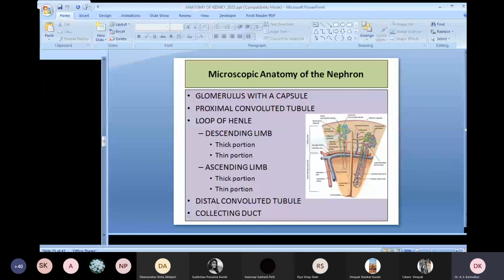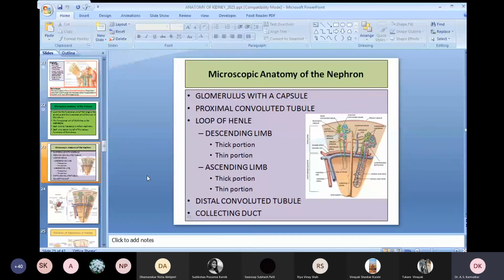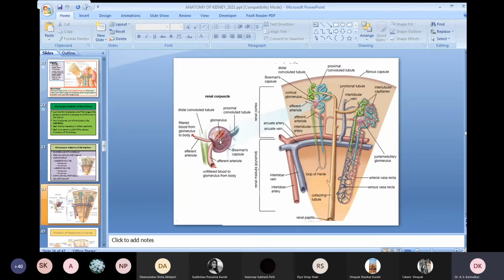Okay, sorry for the disturbance. So this is the main function. Okay, so here very nicely it is shown. You can see the glomerulus cup shape, and this is an afferent arteriole and efferent arteriole. This is the convoluted tube. Okay, so this is mainly the structure which is showing the nephron, the capsule, the proximal blue one, proximal convoluted tubule. This is the loop of Henle, and the green one is the distal convoluted tubule.